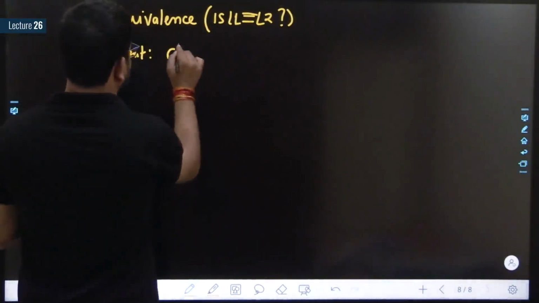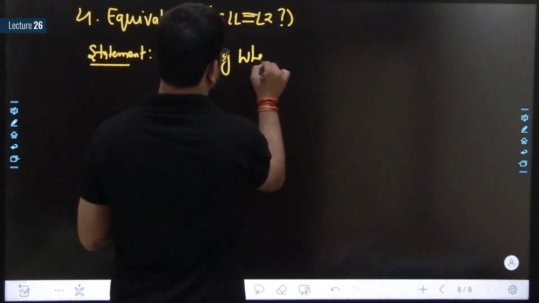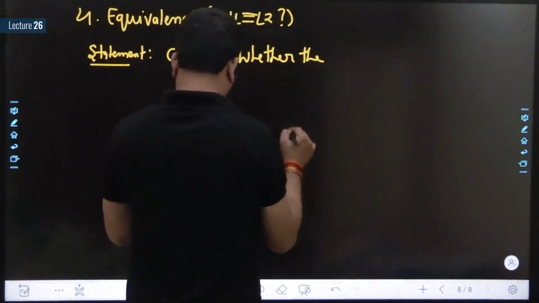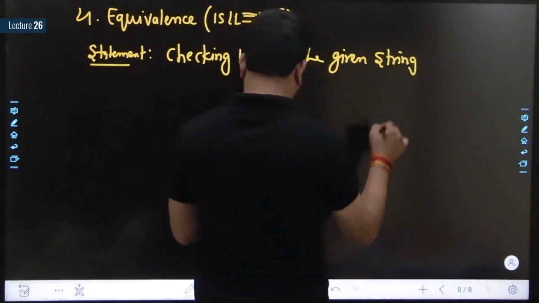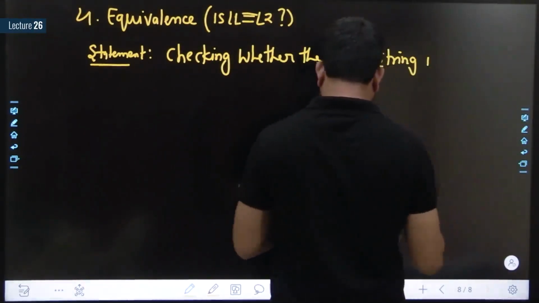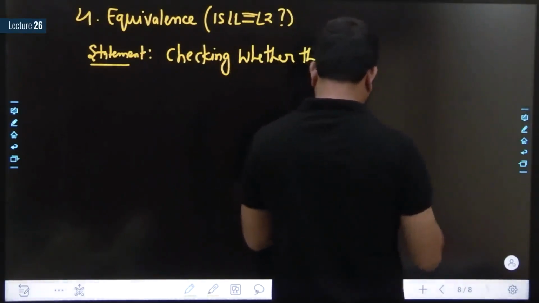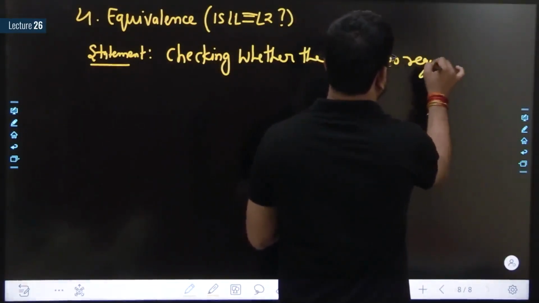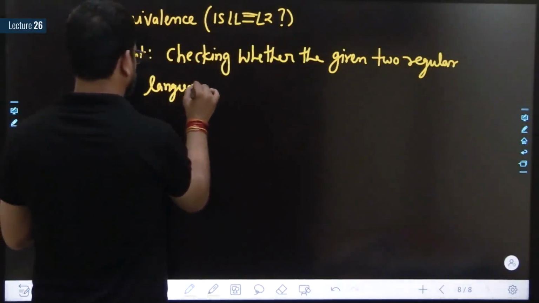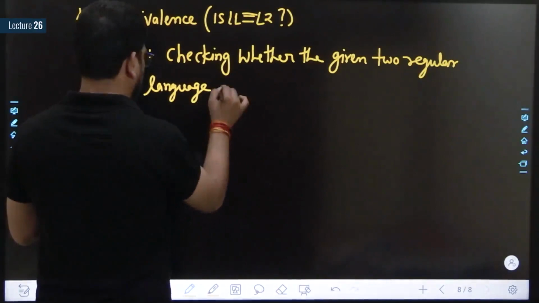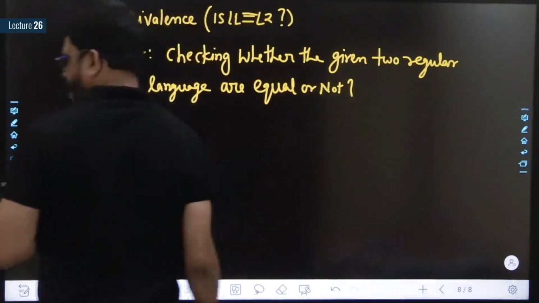Checking whether the given two regular languages are equal or not.